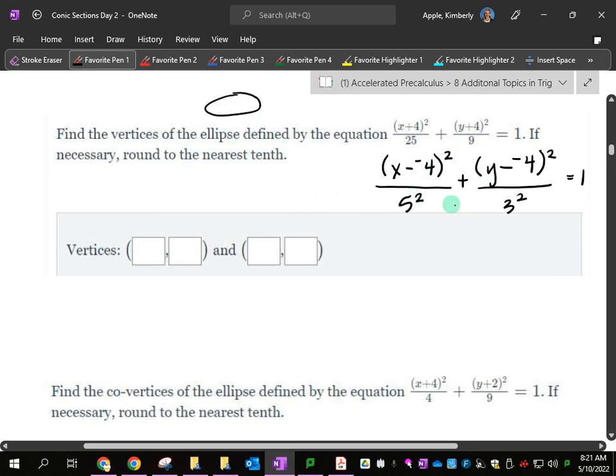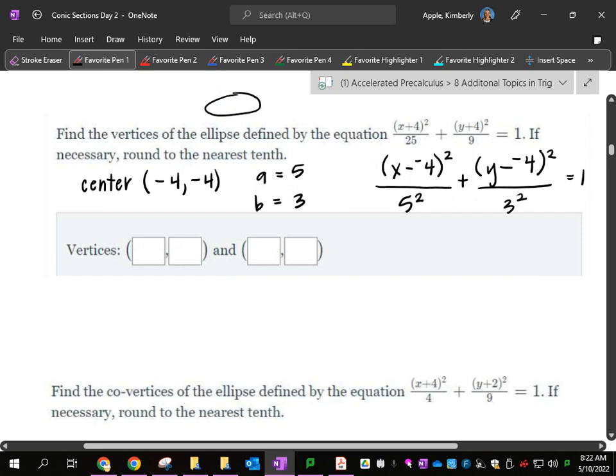All right, so we've got this transformed into what we are looking at on our formula sheet. So now we can identify some things. The first thing I want to sketch out is my center, which in this case is -4, -4. And then I can also pull out values for A and B. So what is A? 5. And what is B? 3.